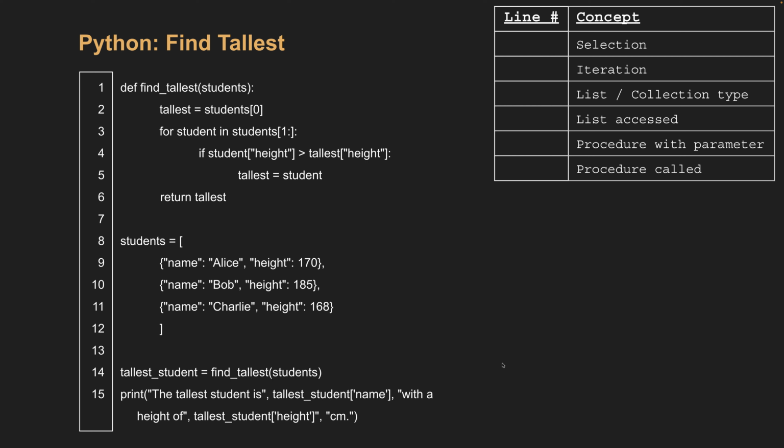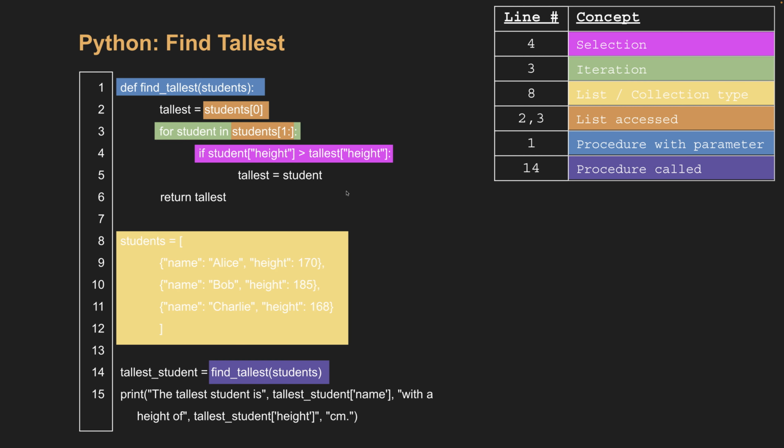Where's this student? Right, the students, line 8, is a collection type, gets plugged in as my parameter. I get it called down here. Find tallest takes in this list, goes through this, and then gets used throughout. So line 4 for my selection, line 3, and you get that idea.